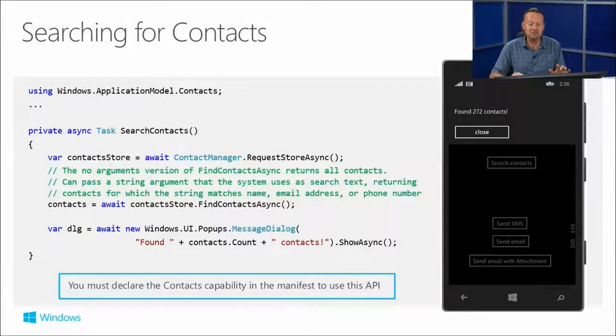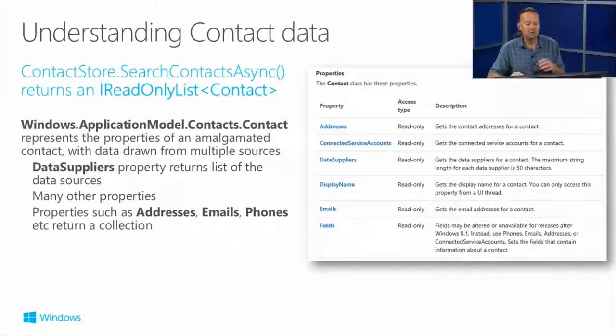For the direct access APIs, we've got this contact manager.requestStoreAsync call. That method gives you back a contact store object, and that's the gateway to doing programmatic searches against contacts. You do need the contacts capability for this. So then you can call find contacts async. This one is parameterless, so you're just getting all the contacts. You can supply a search string, so it will match on, like, email address or name or some such, or the phone number. And then we're just popping up a message dialog to show you how many we've got. So that's how you get programmatic access, and then you can work with the contact data.